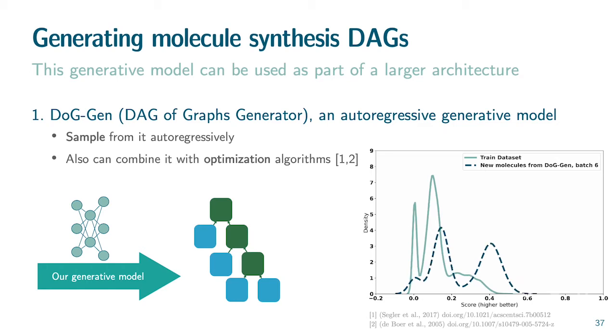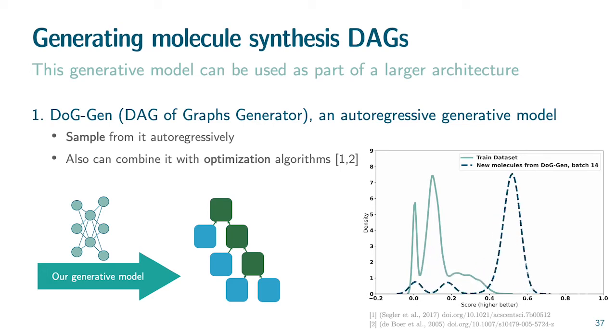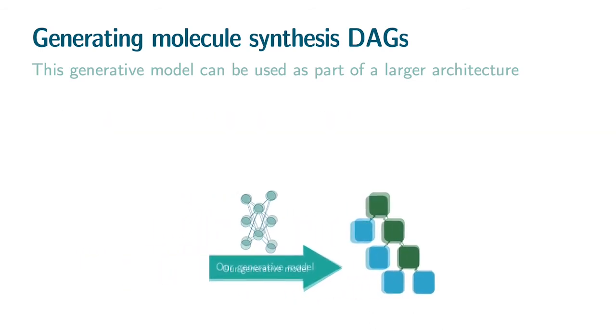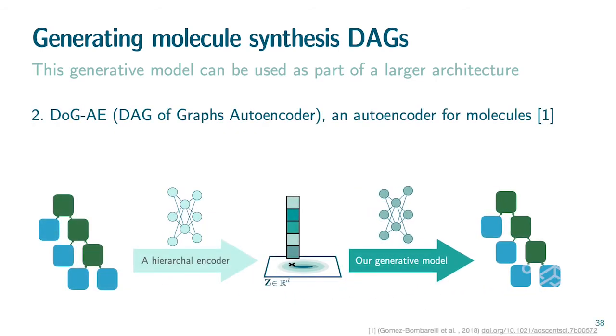Alternatively, we can also use this model for optimization, and we demonstrate this in our paper using a simple algorithm based on the cross-entropy method. This works by sampling new DAGs from the model, assessing the DAG sampled on a particular optimization task, and then fine-tuning the weights of our model on the best performing samples. As we do this again and again, the distribution of the properties of the molecules we generate gradually improves.